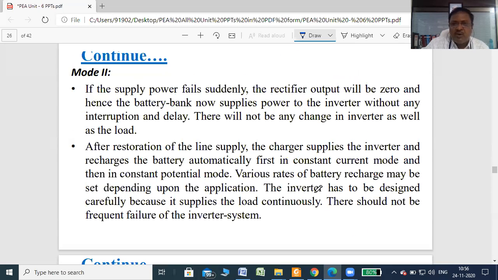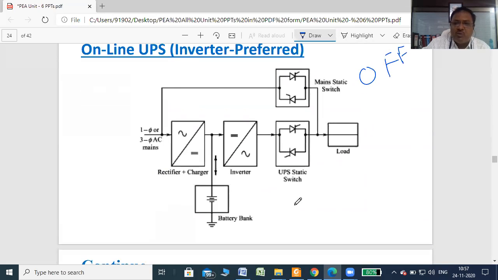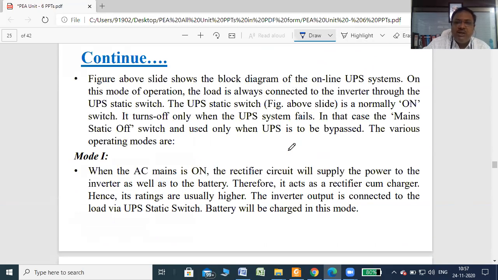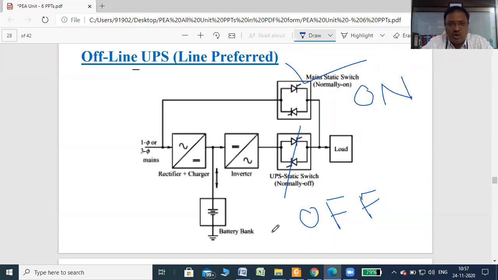You can see here the above diagram. The main static switch is normally off in online UPS, right? And UPS is normally on. Okay, this is the online UPS, and in offline UPS, it is exactly opposite. Main static switch is normally on in all conditions, and UPS static switch is normally off, right? If main fails, only that time UPS static switch turns on.